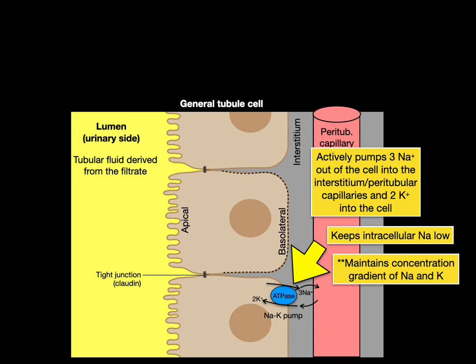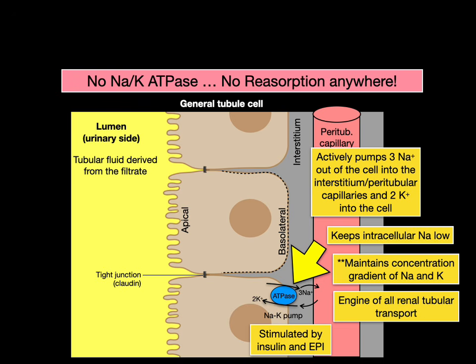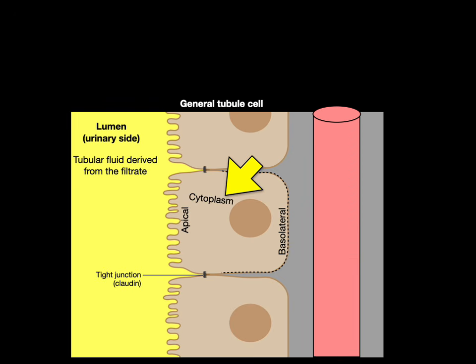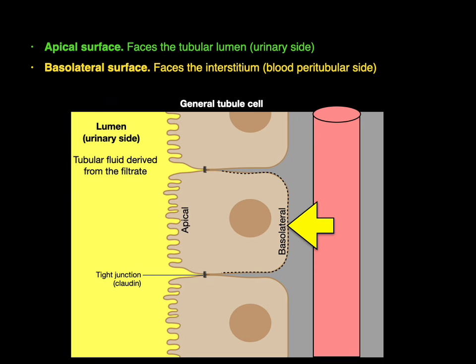And potassium against its gradient. This is the engine of all renal tubular transport. You can stimulate the sodium-potassium pump, or sodium ATPase, by insulin or epinephrine. If you have no sodium ATPase, no reabsorption is going to occur anywhere. Inside these general tubular cells, that's cytoplasm. There's the nucleus, and again the apical surface faces the urinary side, and the basolateral surface faces the interstitium or blood, the peritubular side.